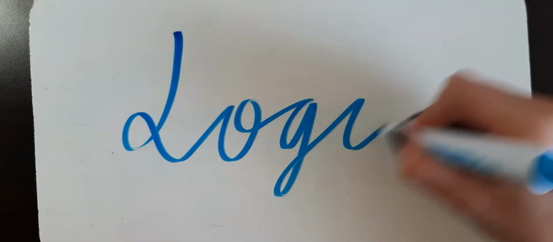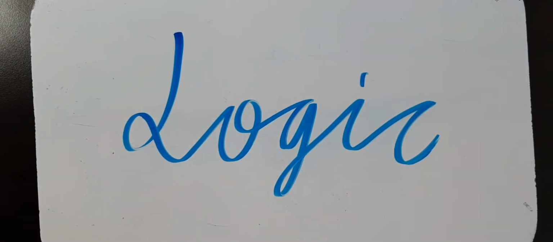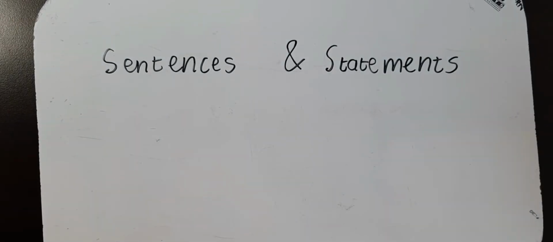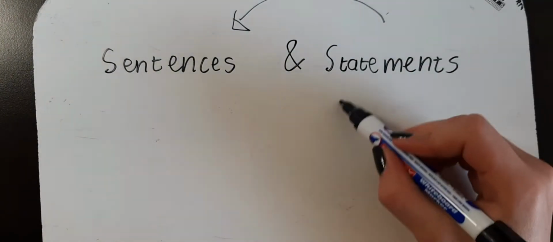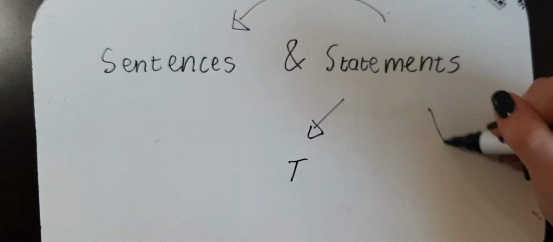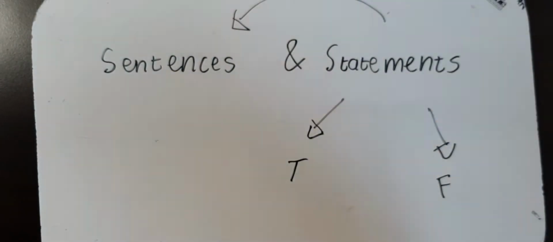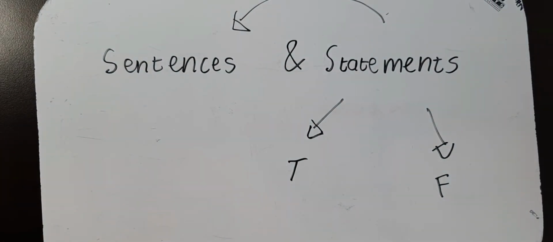My name is Maike and today I will be discussing the topic of logic, more specifically mathematical logic. In our everyday life, we communicate with sentences and statements. A sentence is an ordered collection of words that make sense. A statement is a sentence, but a statement can be either true or it can be false. This will be the basis of logic.